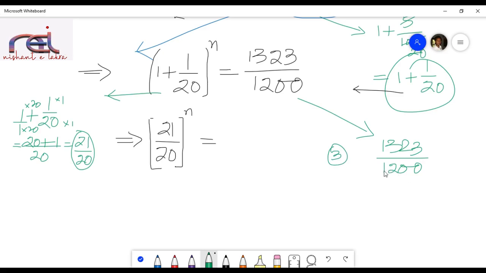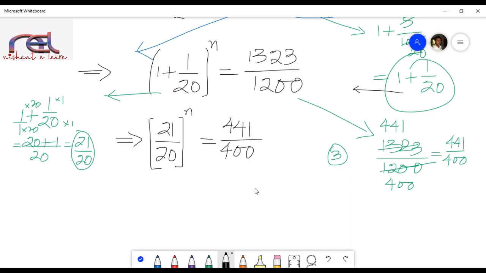We can cancel it by using the value 3. 3 400s are 1200, 3 4s are 12, 3 4s are 12, and 3 1s are 3. Right? So we have got 441 divided by 400. This is after simplifying it or making the fraction smaller. 441 by 400. Now this is the value after we have simplified 1323 by 1200. So we have just replaced that value here, 441 by 400.